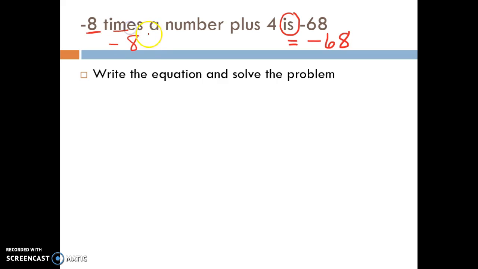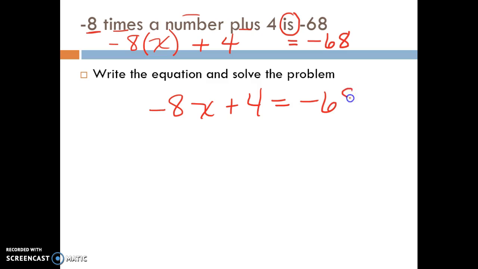All right, it's kind of nice because they already gave us the negative 8. We know we are multiplying negative 8 by what? A number. So that's some kind of a variable. Plus is a plus. 4 is a 4. There we go. We have negative 8x plus 4 is equal to negative 68. We've successfully written the equation.